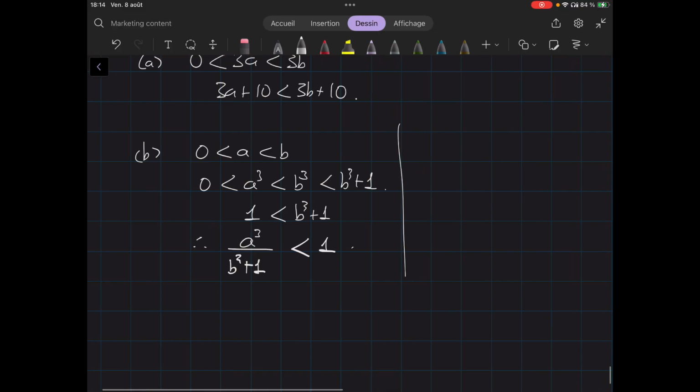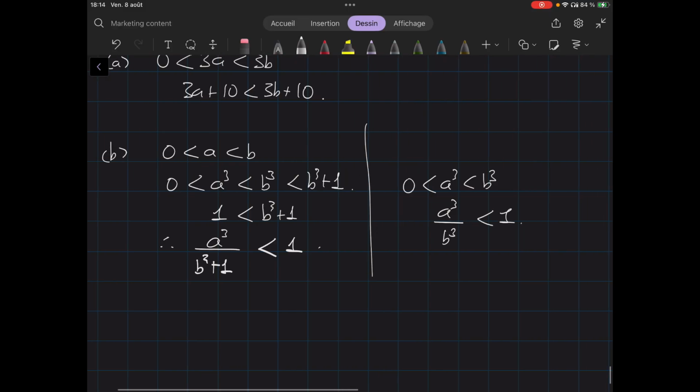Another way to look at this: if 0 is less than a cube less than b cube, a cube divided by b cube has to be less than 1. However, b cube plus 1 is even greater than b cube. So now we have a larger denominator. Therefore, this guy must be less than that guy, and therefore less than 1.